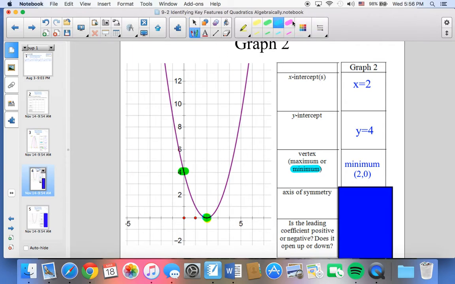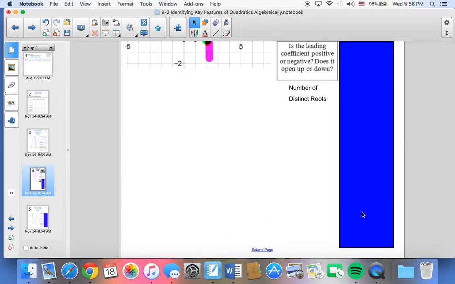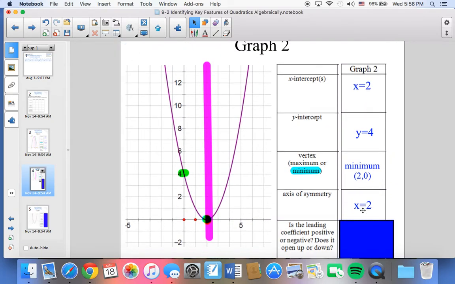Okay, let's do the axis of symmetry. What's cutting this parabola right in half is this line right here. Remember, it's always an x equals line. So in this case, it is x equals 2. That's the line that's cutting this parabola in half.